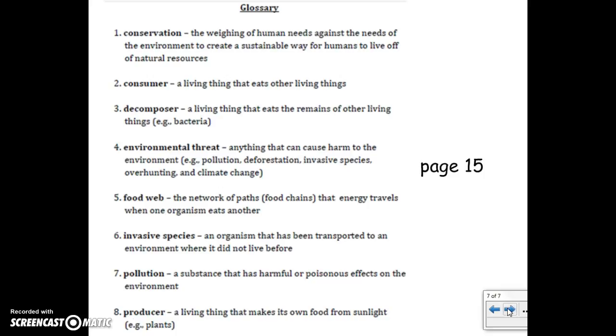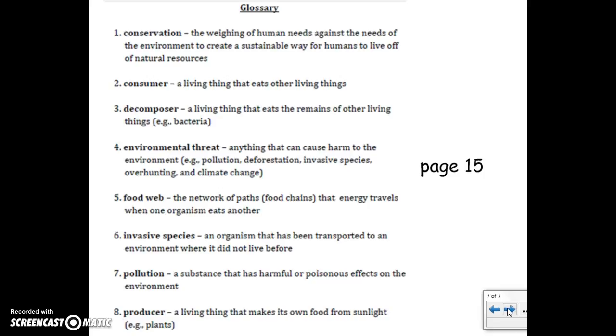The glossary. 1. Conservation. The weighing of human needs against the needs of the environment to create a sustainable way for humans to live off of natural resources. 2. Consumer. A living thing that eats other living things. 3. Decomposer. A living thing that eats the remains of other living things, like bacteria.